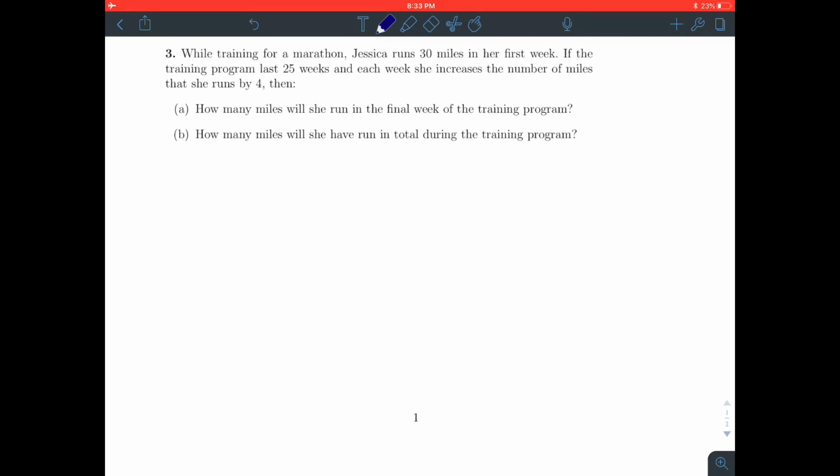While training for a marathon, Jessica runs 30 miles in her first week. If the training program lasts 25 weeks, and each week she increases the number of miles that she runs by 4, then we've got 2 problems to answer. So how many miles will she run in the final week of her training program?